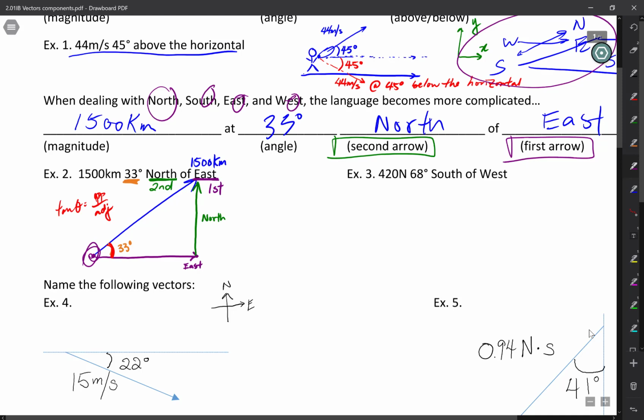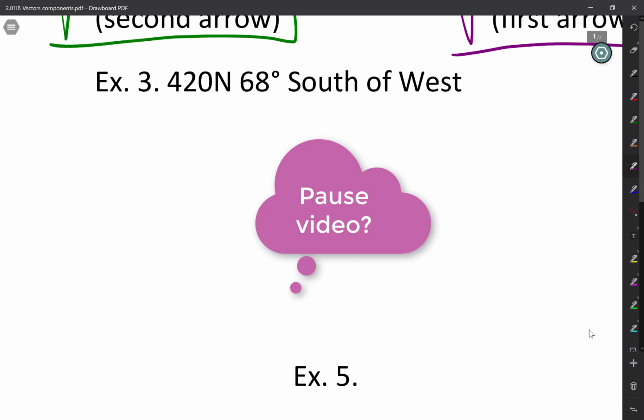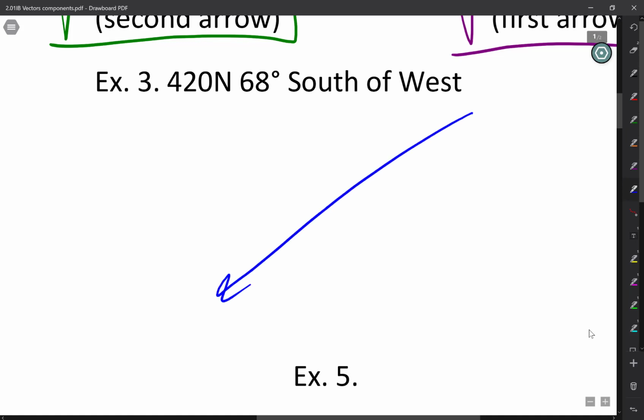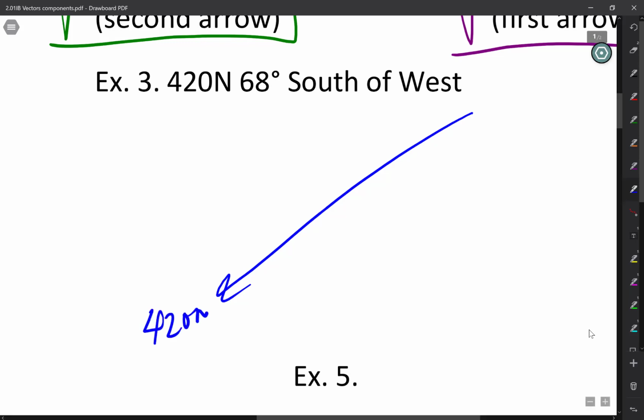Let's do another example. If you want to, you can pause the video, try this first, and then look at if your response matches with mine. What I would do here first is I am going to draw the general shape of my arrow as my vector. Southwest kind of looks like this. At this point, I don't care how angled it is. I just want to get my vector down. This is about 420 newtons.